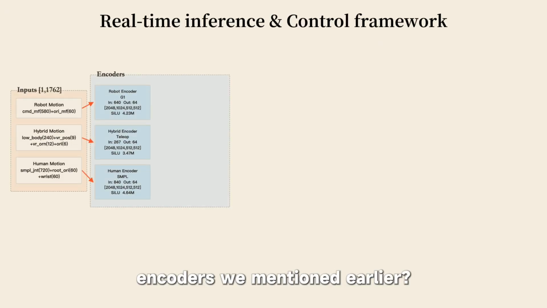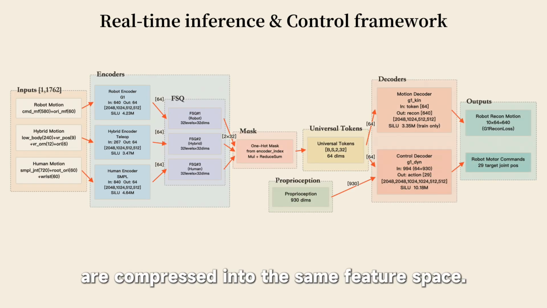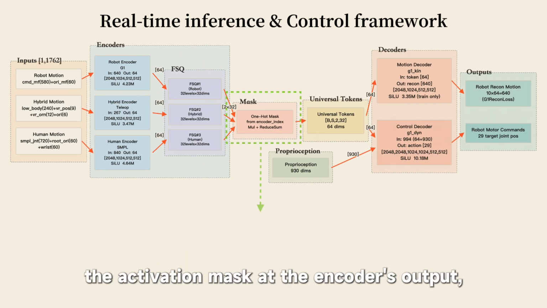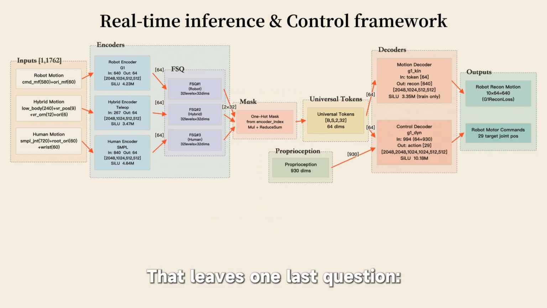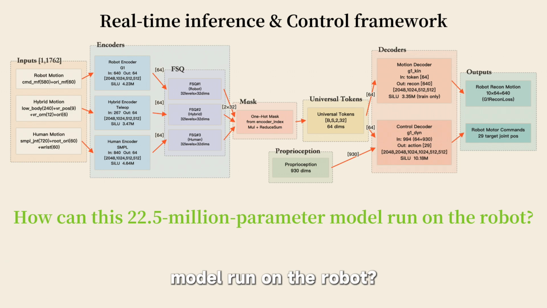Remember the multimodal encoders we mentioned earlier? Commands from both modalities are compressed into the same feature space. At runtime, we only need to switch the activation mask at the encoder's output, and the control decoder can interpret commands from either mode. That leaves one last question: how can this 22.5 million parameter model run on the robot's onboard system?